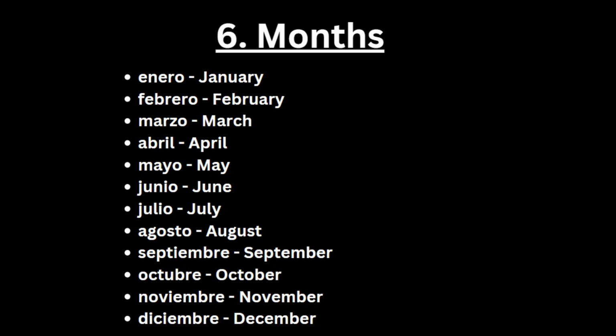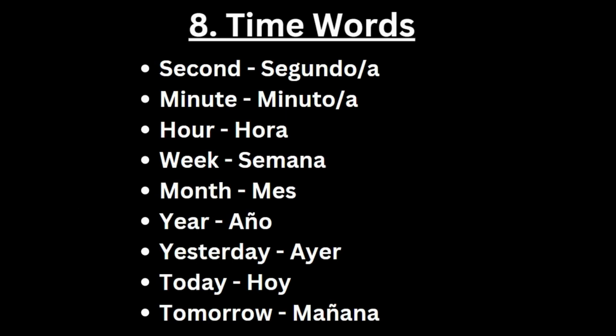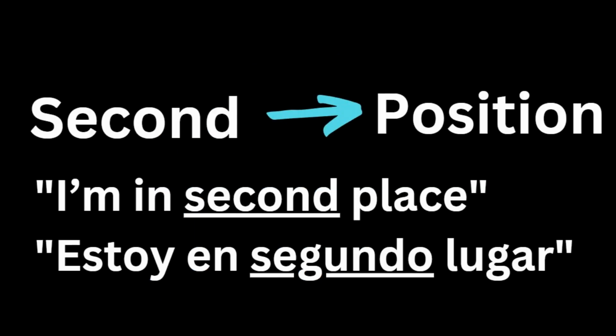Number 6, months. Once again, you don't have to capitalize these in Spanish. Enero, febrero, marzo, abril, mayo, junio, julio, agosto, septiembre, octubre, noviembre, diciembre. Number 7, seasons. Verano, otoño, invierno, primavera. Number 8, time words. And some of these have genders, such as second, which is segundo or segunda. This can also mean second, as in a position, I'm in second place, but the meaning changes in context.